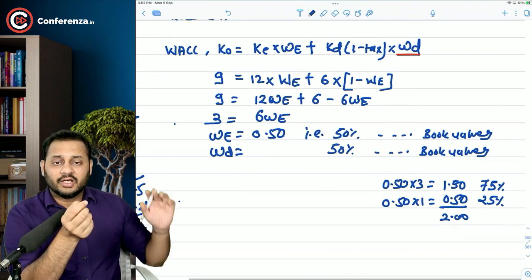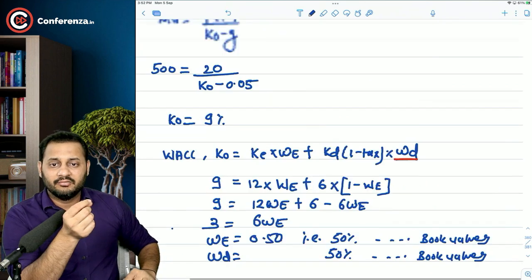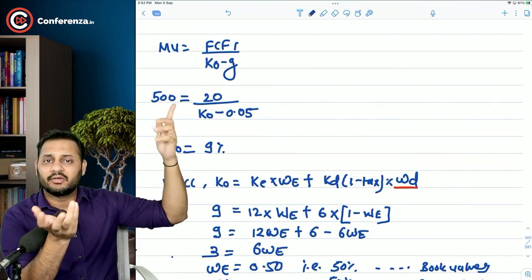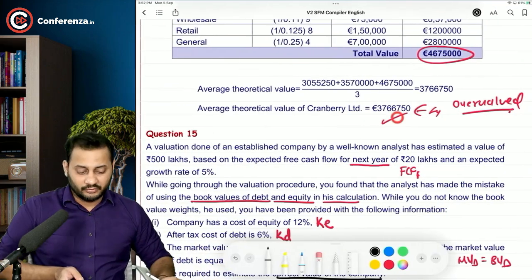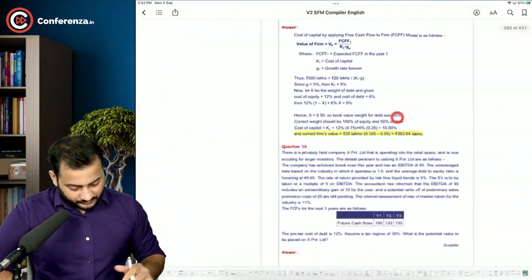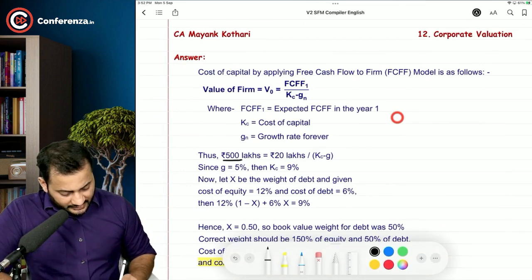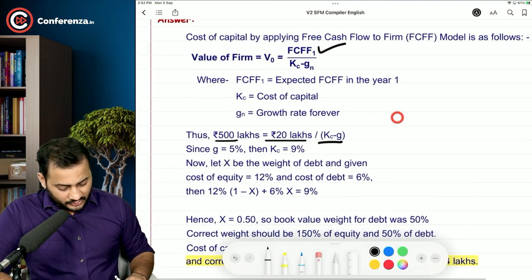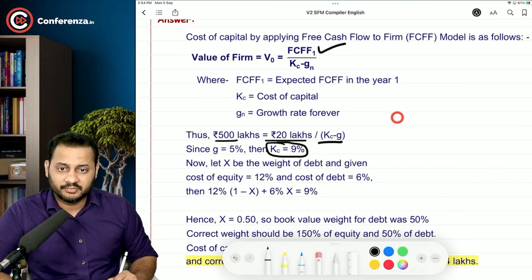Now understand, we are going to put the new weights in this equation and calculate the new cost of capital. Then we are going to put this new cost of capital in this equation and calculate the new market value. That's it. The question is over. That will be the correct value of the company. Now coming over to the question. See, we used 500 lakhs, 20 lakhs is the free cash flow to firm divided by overall cost of capital minus growth. So when we used it, we got to know the overall cost of capital is 9%.